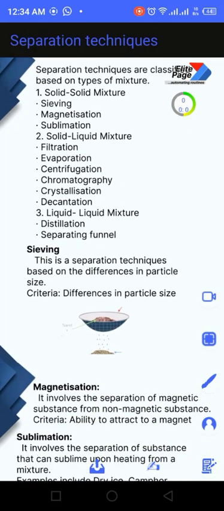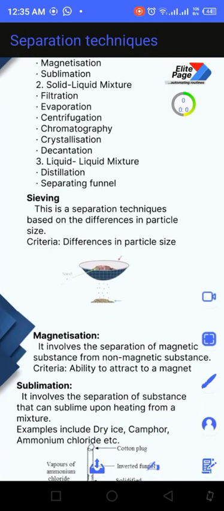For sieving, this is a separation technique that is based on differences in particle size. That is the criteria that we consider before we can use sieving as a separation technique. We look at differences in the particle size of the mixture. An example is when we have sand and gravel. We compare the particle size of sand and gravel. That of sand is smaller compared to that of gravel, so we can separate them using sieving.